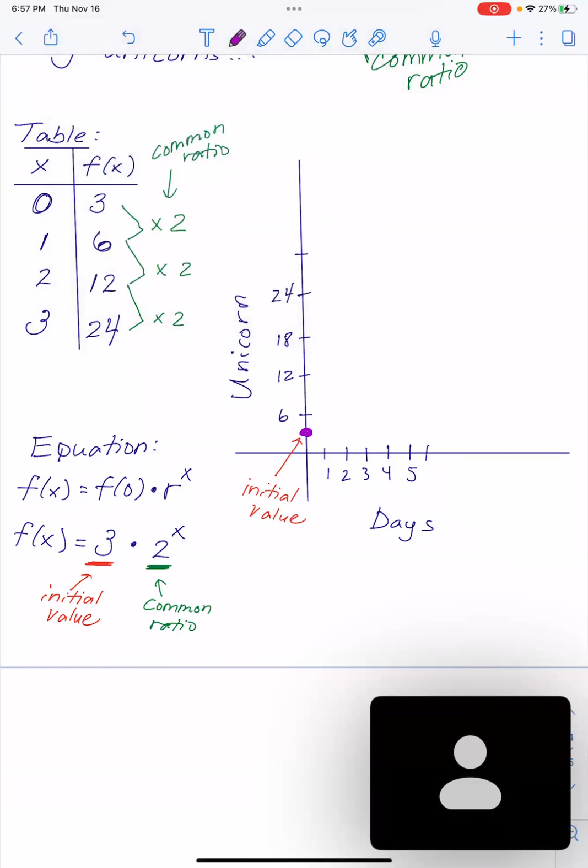After 1 day, I have 6 unicorns. After 2 days, I have 12 unicorns. After 3 days, I'm up here at 24. You can see the space between the dots is increasing. And I have a curve.